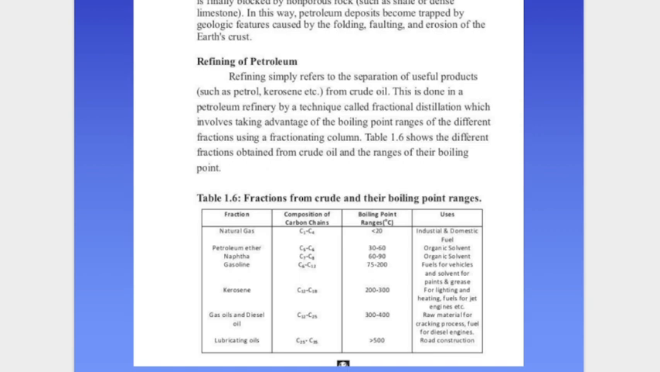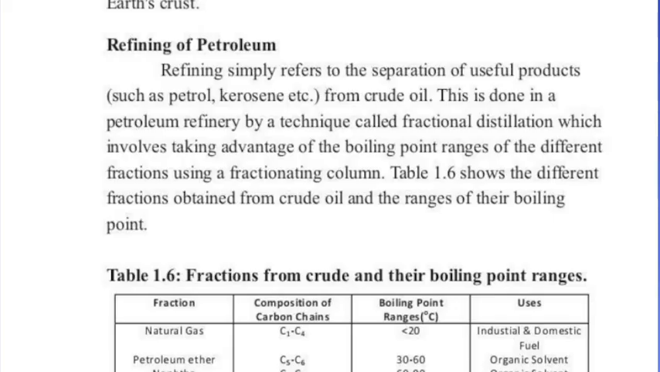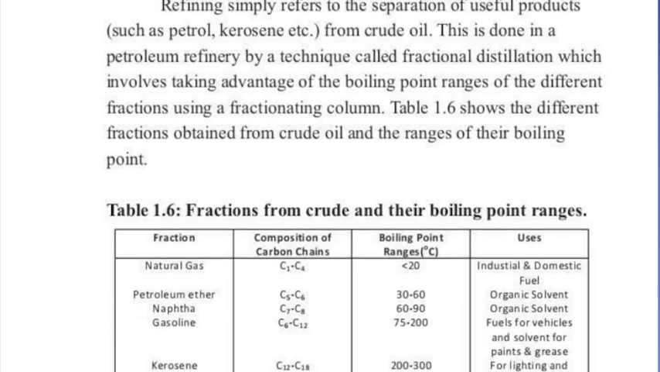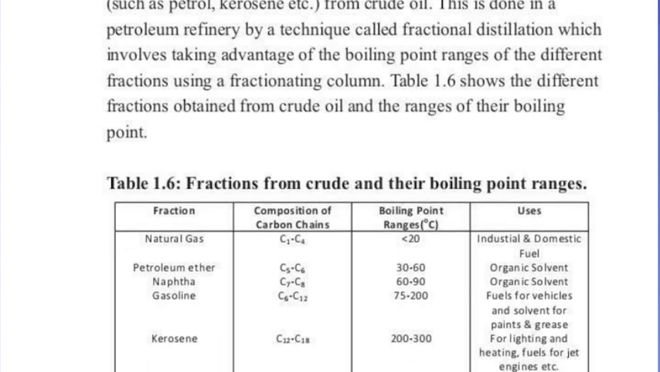Then you have petroleum ether, which ranges from 5 to 6 carbon atoms. This particular petroleum ether distills at a temperature of 30 to 60 degrees. Talking about the uses, it is used as an organic solvent. You have naphtha, which contains about 7 to 8 carbon atoms, and is also an organic solvent, distilling at 60 to 90 degrees. And you have your gasoline.